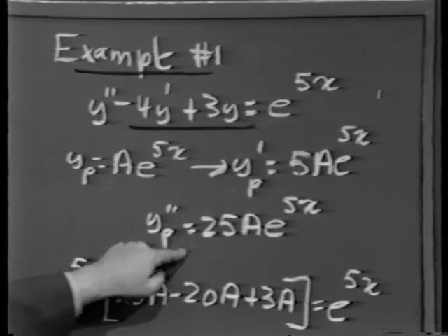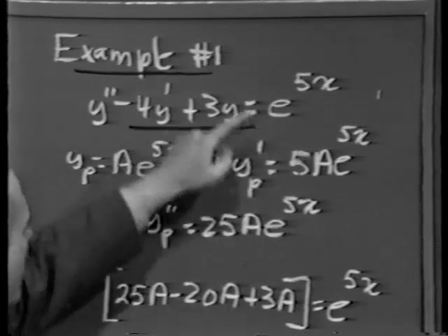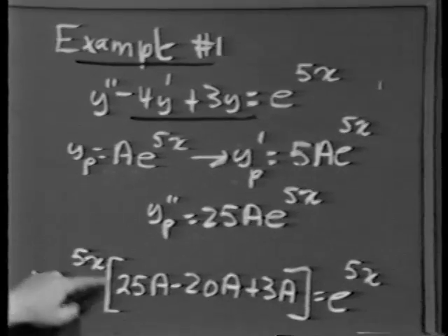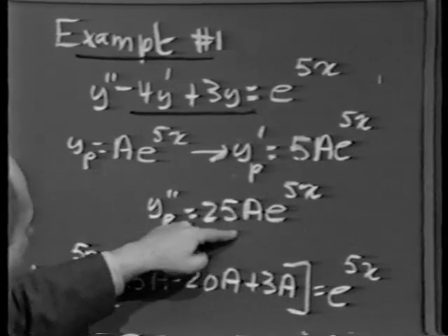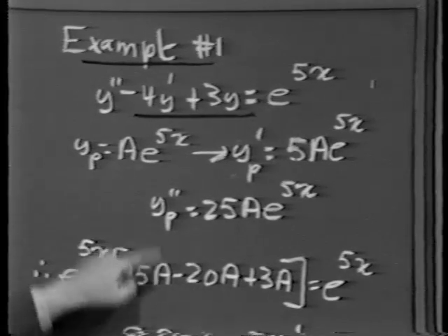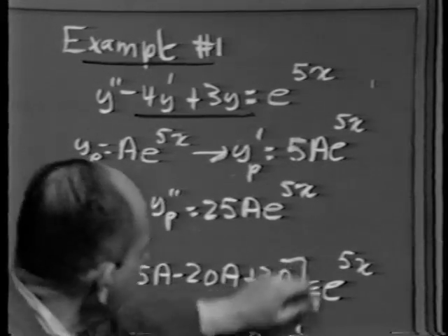If I now plug yp double prime, yp prime, and yp into the original equation, I see that e to the 5x is a common factor, and I'm left with what? 25a minus 4 times 5a, in other words, minus 20a, plus 3a. And what must that be? That must be identically e to the 5x.